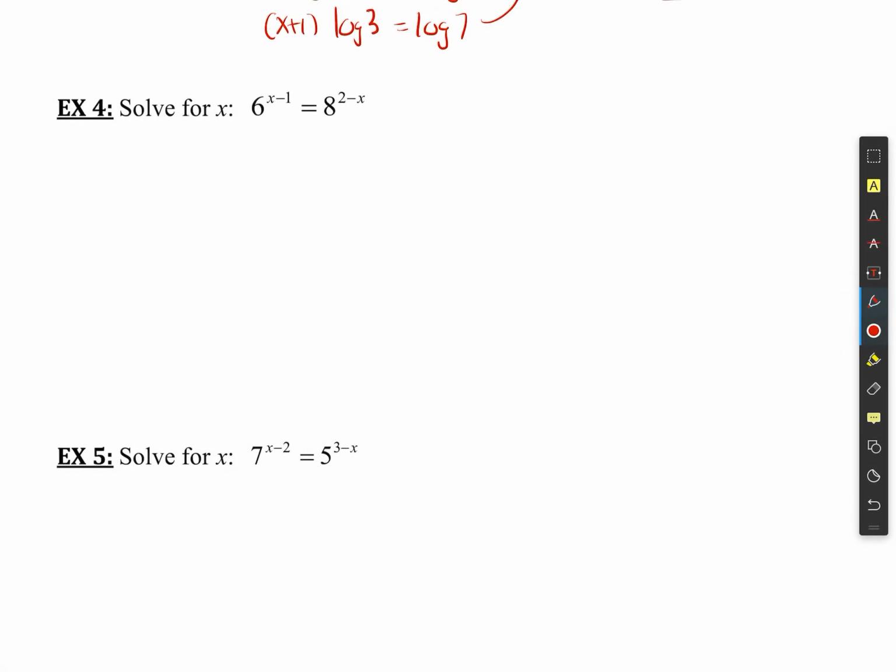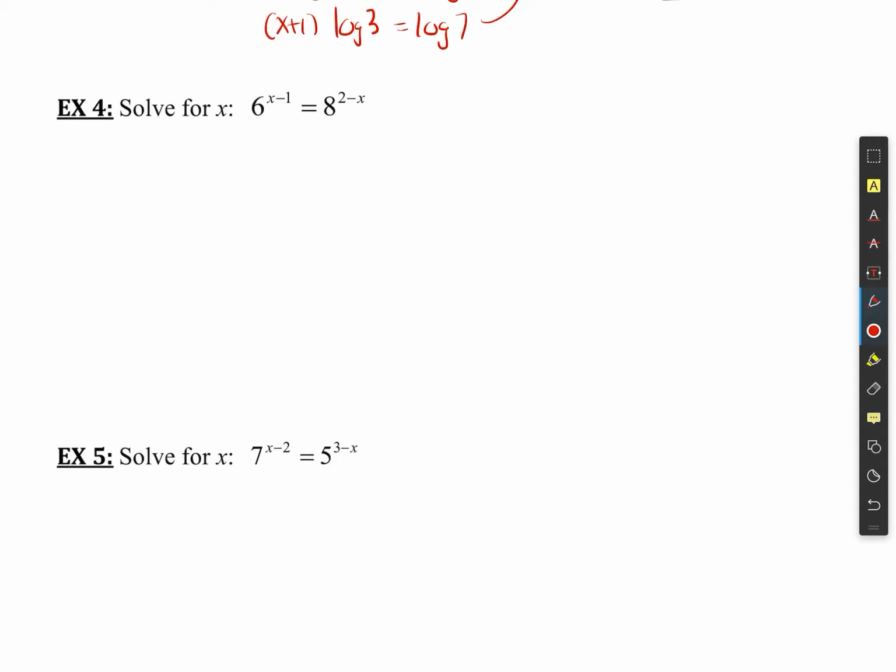Alright, it's time for the upper level problems in this section. Now we're going to look at this from two different ways to do it. Right, so we have one way that's more log-ish, we have one way that's more exponent style. So the first way I'm going to look at is from a log standpoint.